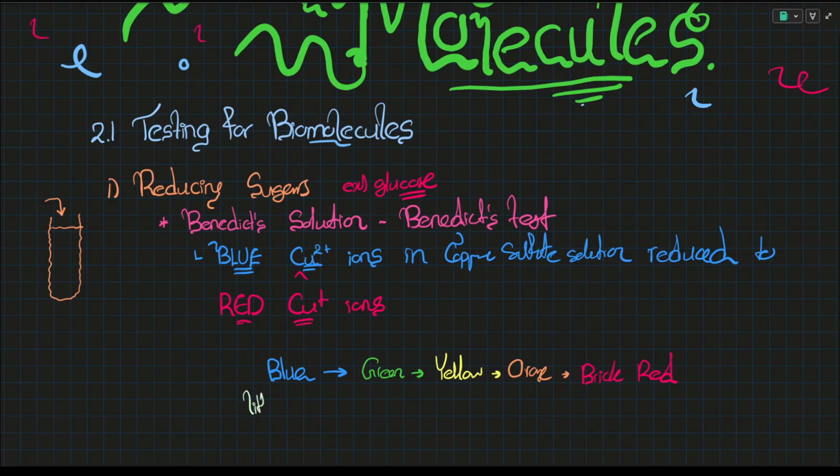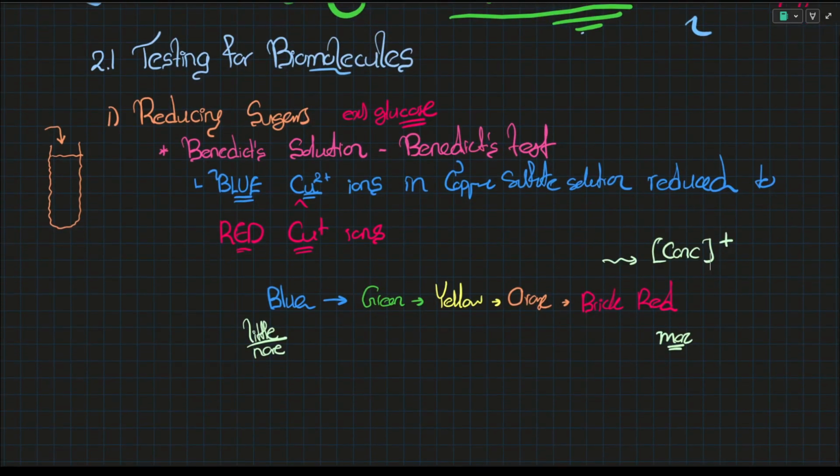That's the color change that you're going to observe. Blue means little to none, basically none. And if you have a brick red precipitate, that's going to be a high concentration of reducing sugar. So as we go along, concentration increases. Now that's for reducing sugars. What if we have a non-reducing sugar, and what exactly is a non-reducing sugar?